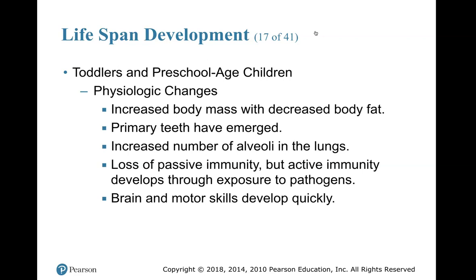Physiologic changes. Increased body mass with decreased body fat. Primary teeth have emerged. Increased number of alveoli in the lungs. Loss of passive immunity, but active immunity develops through exposure to pathogens. Brain and motor skills develop quickly. So, when it's talking about being exposed to pathogens, remember the old saying: if you don't want to get sick, get outside and play. That was to build your immune system.